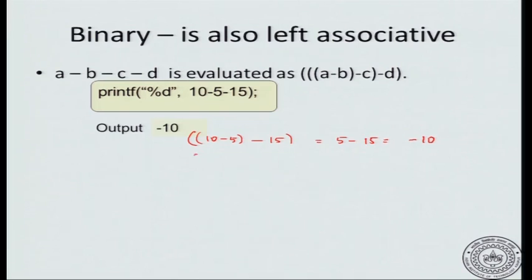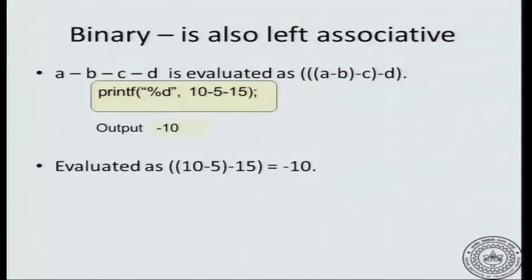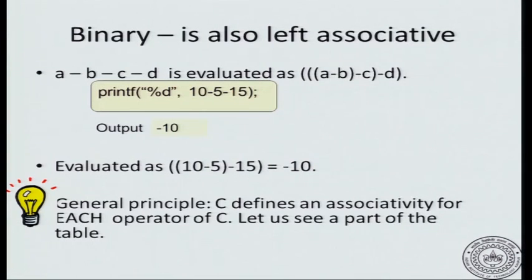Whereas, if the parenthesization had been in the opposite way, it would be 10 minus (5 minus 15), in which case it would be 10 minus minus 10, which is 20. Notice that this is not how you are supposed to do it even in mathematics. So the way that C handles the associativity of the binary operation is correct. The correct parenthesization is 10 minus 5 and then minus 15. In general, for every operator, C defines an associativity. Let us see the associativity operations in C.